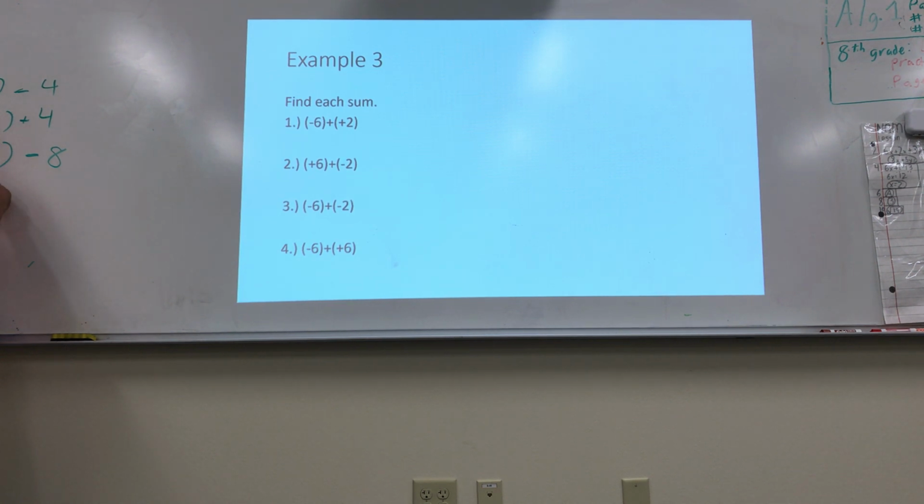On number 4, the signs are different again. You have -6 plus +6. Neither one of them is bigger. This is an additive inverse, in which it would equal 0.